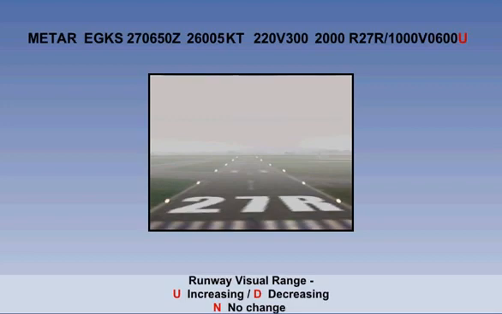The RVR value is normally measured automatically and is derived from equations that account for ambient light, runway light intensity, and is based on the expected detection sensitivity of the pilot's eye.